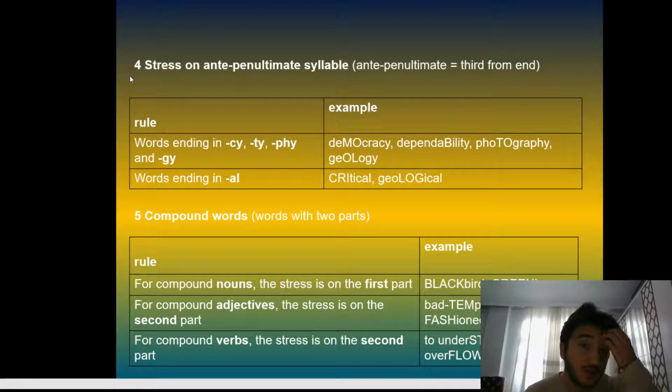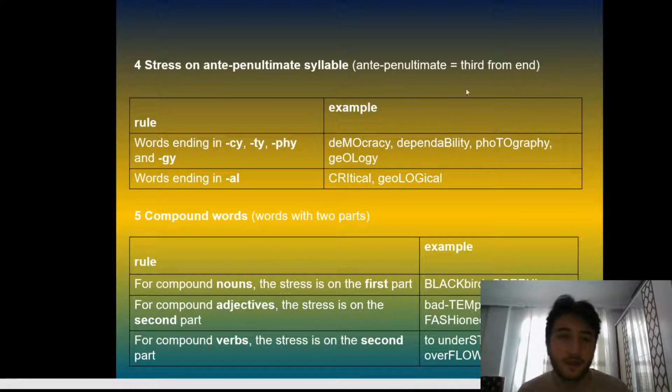Fourth rule, stress on antepenultimate syllable. Antepenultimate, which means third from end. Words ending in cy, fy, and gy: democracy, dependability, photography, geology. Words ending in al: critical, geological.